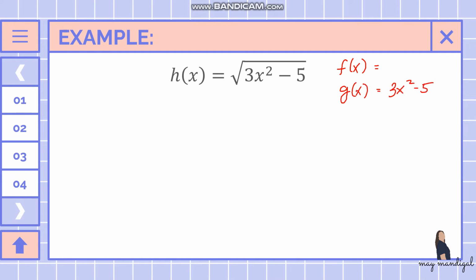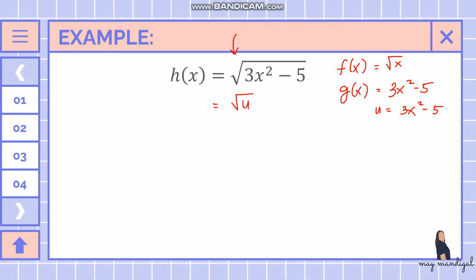Now if the inner function is 3x squared minus 5, what's the outer function? So the outer function may be square root of x. Okay? So square root of x, and if you replace x with 3x squared minus 5, which is our inner function, you will get h of x. So that means our inner function is 3x squared minus 5. So let's now replace it with u. So we now have here square root of u.